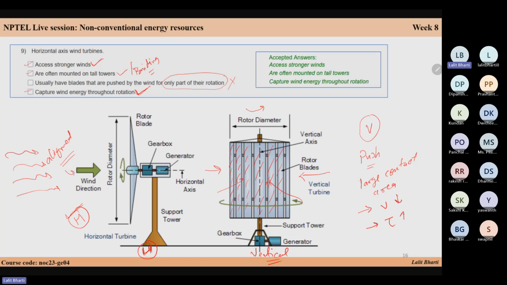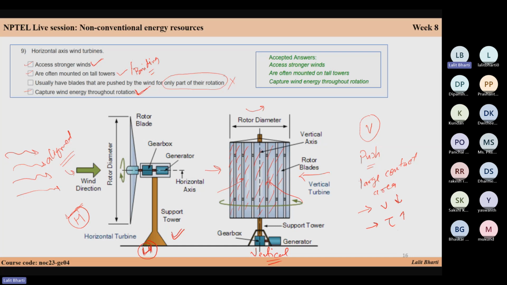Yes, because in the horizontal type they need a good wind speed, and that is why they need a good height of the tower. So either they are on tall towers or in places where wind speeds are quite high. Basically the hilly areas or the valleys are most preferred for horizontal axis wind turbines, because the wind flow is very high in those regions.